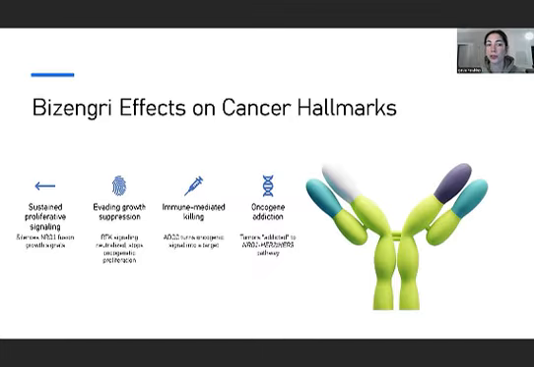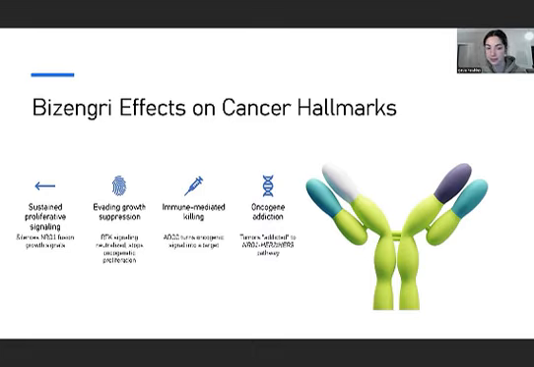So what hallmarks is Bizengri having an impact on? We have the sustained proliferative signaling. So it is keeping that cell from ever even having that downstream signal received, because those NRG1 fusion ligands aren't even allowed to bind with HER3. So it's stopping that upstream signaling before it can ever pass down and tell the cell to proliferate.